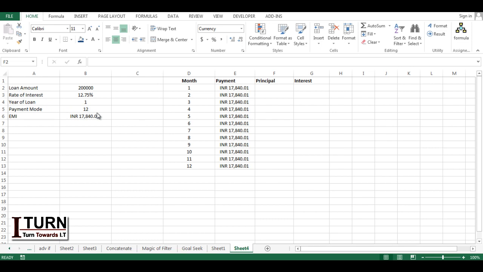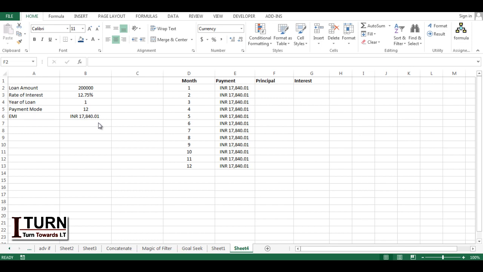Generally it is 12. This means equated monthly installment. This means on a monthly basis the payment is being made. The EMI you already have, which keeps in mind all these aspects, is going to be 17,840.01. So you have all this information.